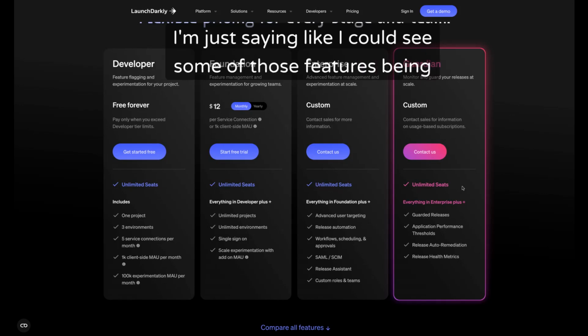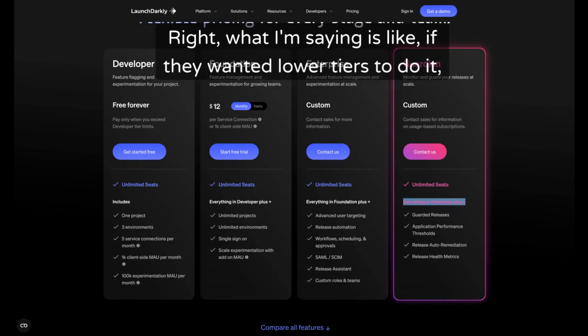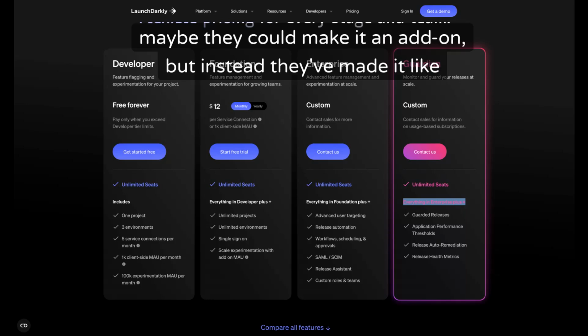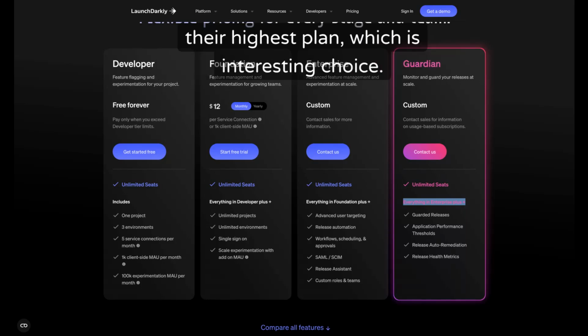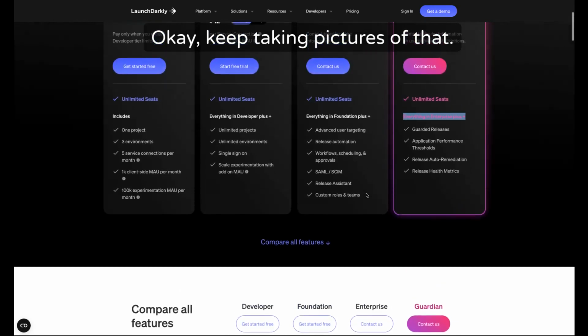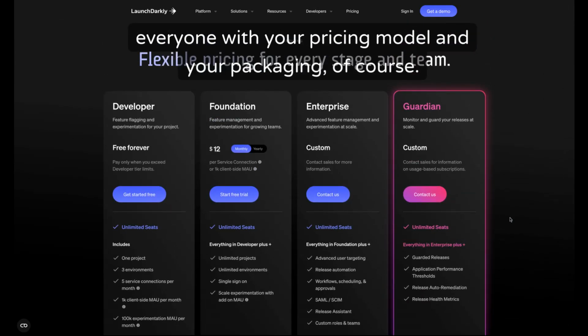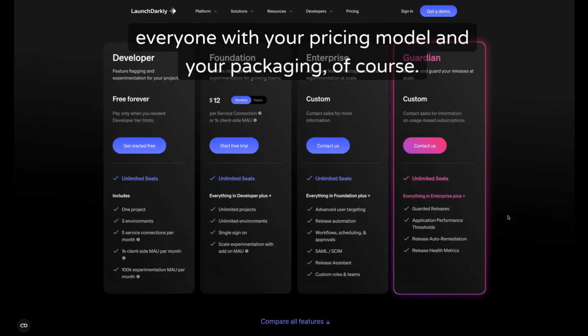I'm just saying I could see some of those features being something that lower tiers purchase. Right. What I'm saying is, if they wanted lower tiers to do it, maybe they could make it an add-on. But instead, they've made it their highest plan, which is an interesting choice. It just goes to show you can't please everyone with your pricing model and your packaging, of course.